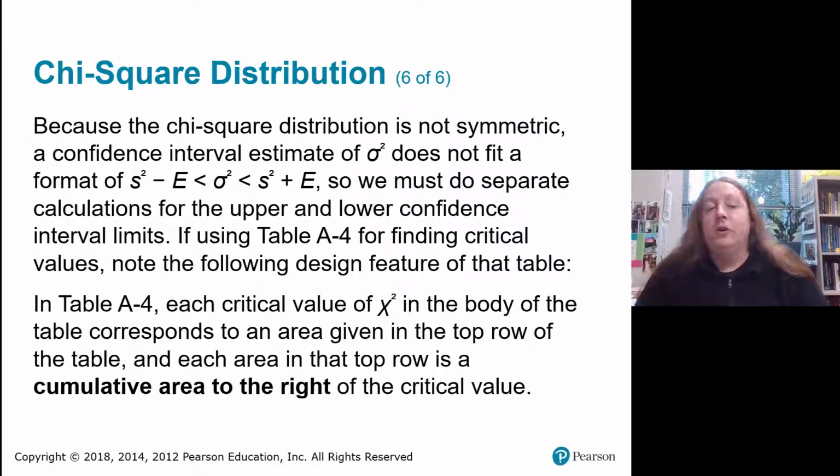So in table A4, each critical value of chi-square in the body of the table corresponds to an area given in the top row of the table. And each area in that top row is a cumulative area to the right of the critical value. This is also a way that it's different than some of the things that we've looked at before. So just keep that in mind. And again, look for the picture with the table to help you remember these things.